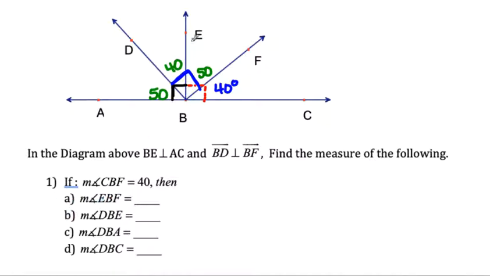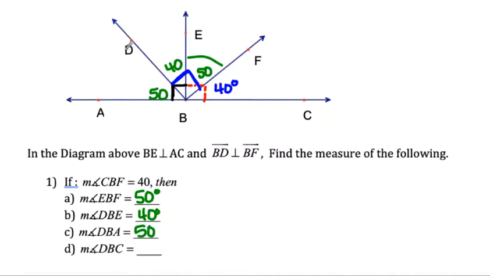But now I want to go back and go through each answer and see what they're looking for. So the first one says the measure of angle EBF, so this angle right here, which we said was 50 degrees. DBE was this angle right here, we said was 40 degrees. DBA, we said was 50 degrees.